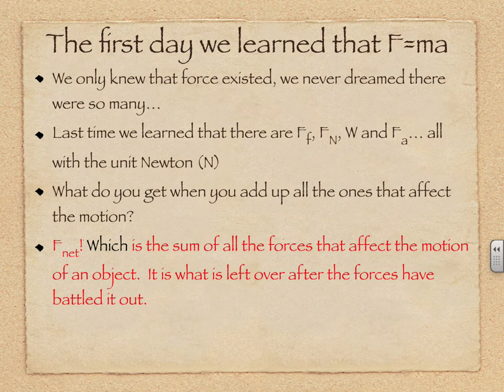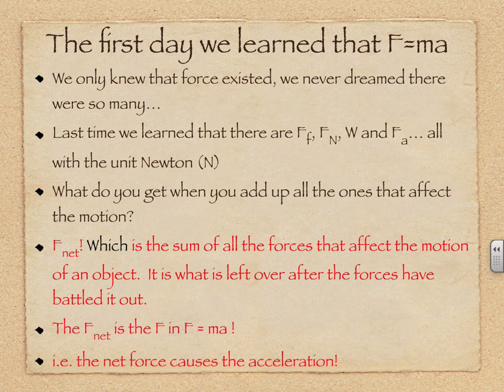So some people think, wow, that's going to be really hard. No, it's going to be really simple. But the Fnet is the F in F equals ma, so it's the net force that causes the acceleration, not the applied force, but the net force, what's left over from there. So we need to rewrite Newton's second law as Fnet equals ma, because it's that net force. It's what it is after everybody's done fighting.